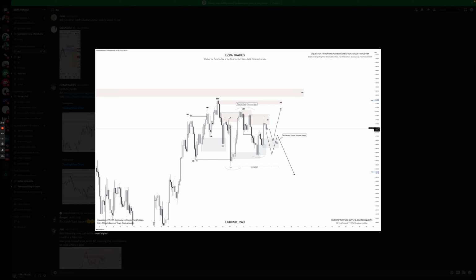Okay, so my thought process was I'm looking for a reaction. I'm looking for the 4-hour weak supply to push price into this demand zone. Possibly this demand zone will generate a reaction and take out the highs. So two options of what I'm looking for.